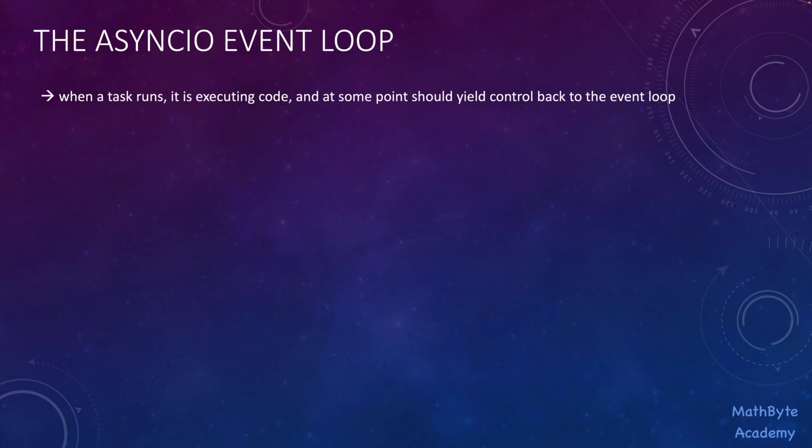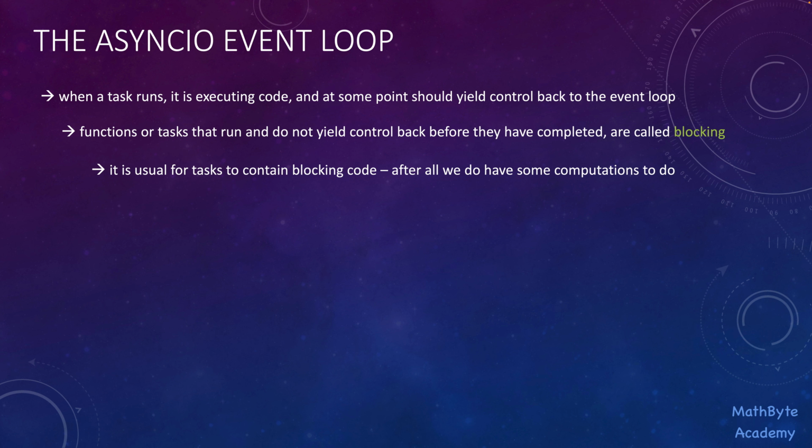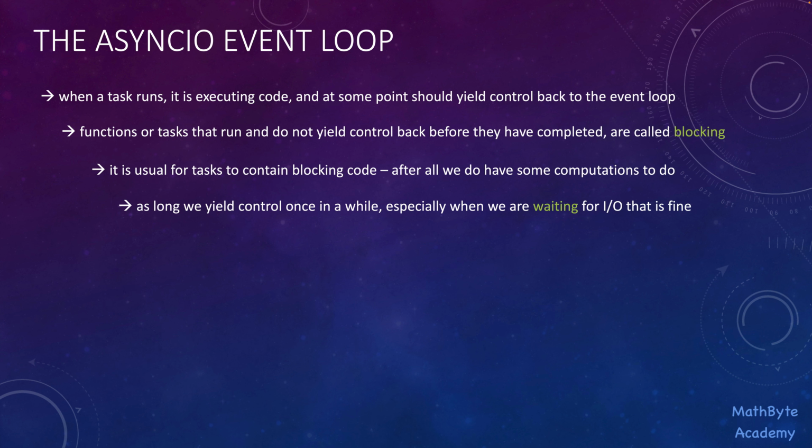So when a task runs, it is executing code, and at some point it should yield control back to the event loop. Functions or tasks that run and do not yield control back before they have completed are called blocking tasks. Now, it is usual for tasks to contain some blocking code. After all, we do have some computations to do. But as long as we yield control once in a while, especially when we are waiting for I/O, that is fine.